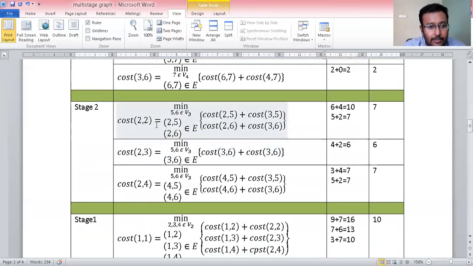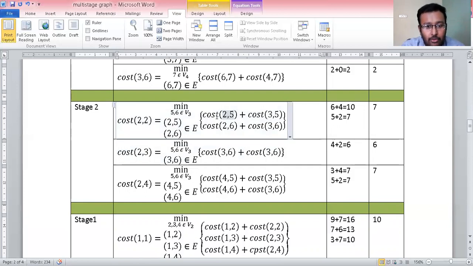In stage 2, there are 3 vertices, that is, 2, 3 and 4. If I look at stage 3, what are the vertices present? There are vertices 5 and 6 at stage 3. Now, next step, from 2 I have to check whether there is an edge to 5 and 6. Yes, there is an edge 2 to 5 and 2 to 6.